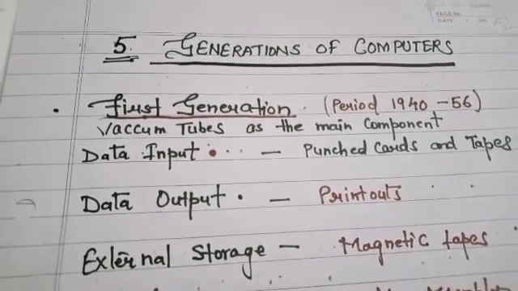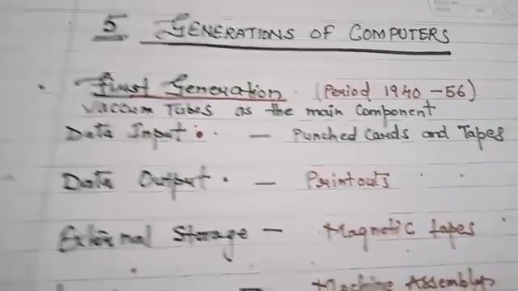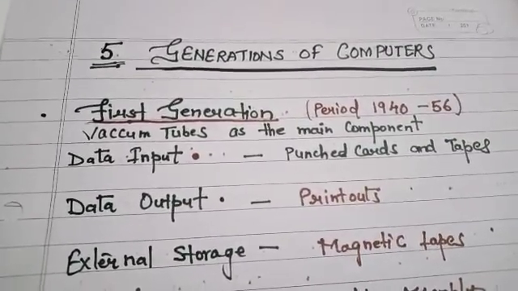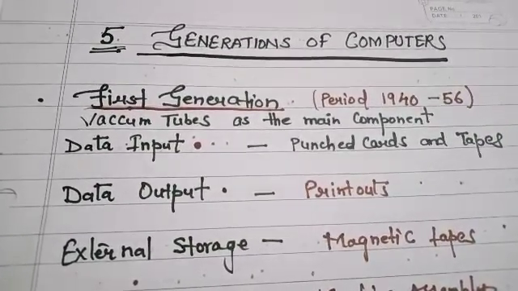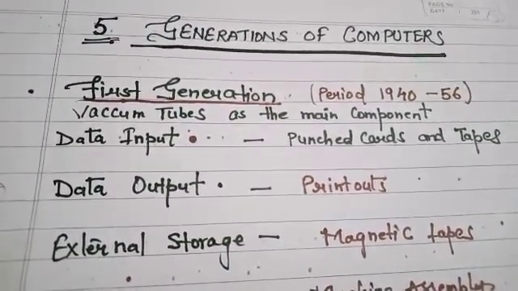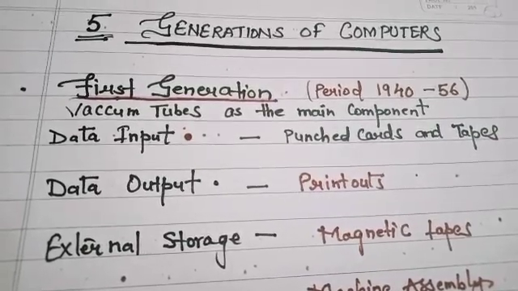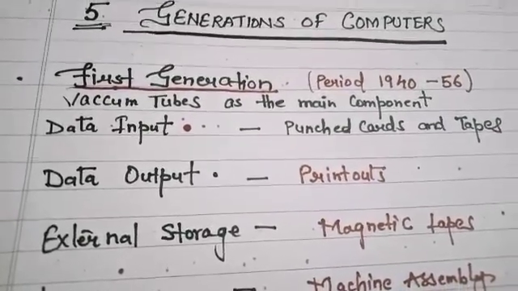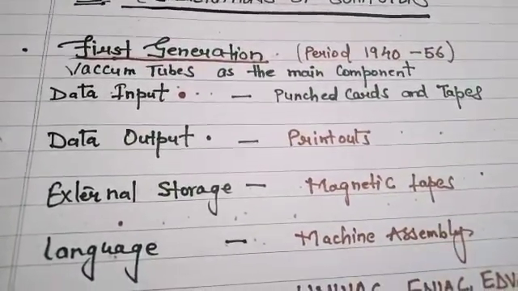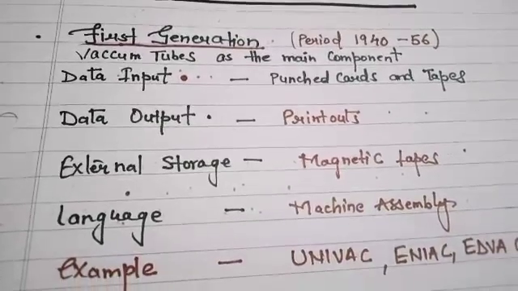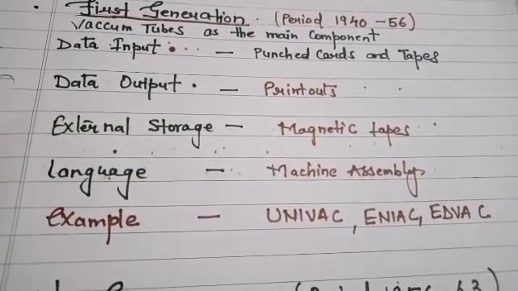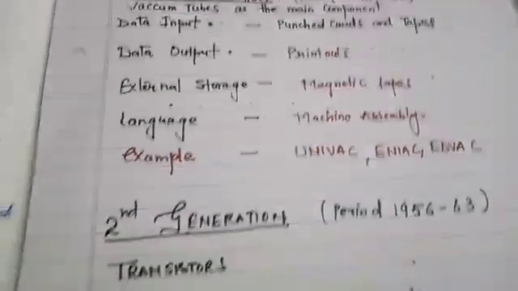Now, generations of the computer. There are 5: first generation, second generation, third generation, fourth generation, and fifth generation. In the first generation, the period is 1942 to 1956. Vacuum tube is the main component used in this generation, and data input is punch cards and tapes. Data output is printout. External storage is magnetic tapes. Language is machine and assembly language. Examples: UNIVAC, ENIAC, EDVAC. These are the examples of the first generation.